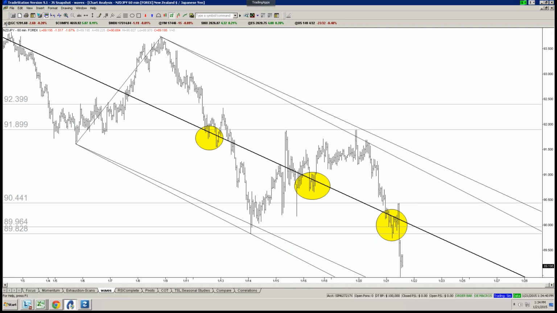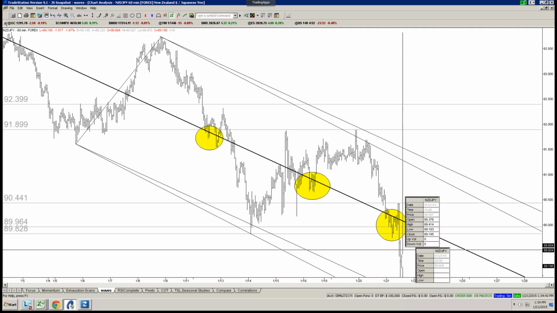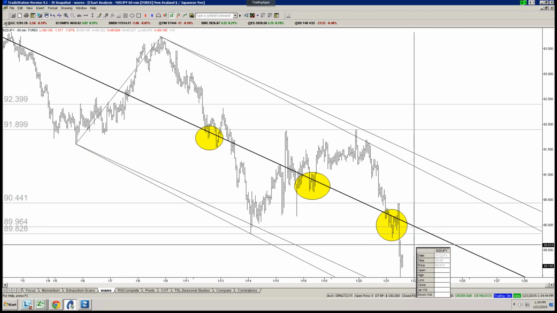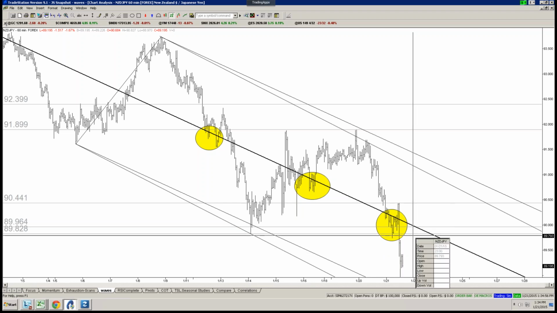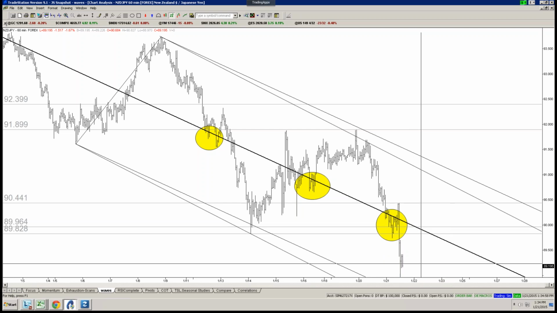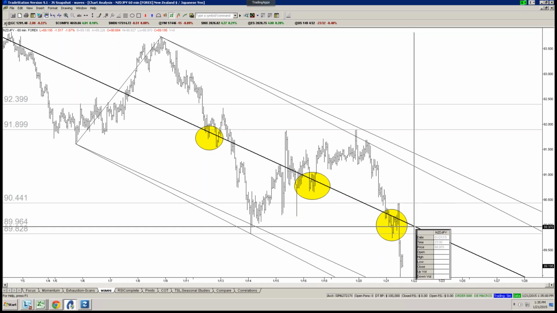So Kiwi yen. What's interesting to note in Kiwi yen is that we intersect here, just like Kiwi dollar intersects overnight at about 2 o'clock in the morning. We actually have Kiwi yen intersect this median line also at 2 o'clock in the morning.